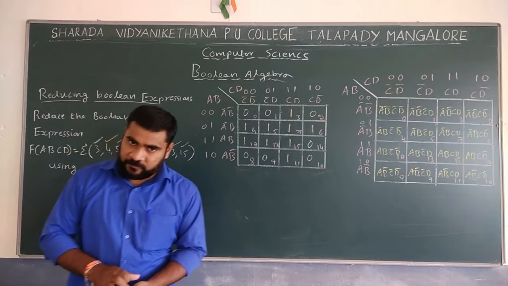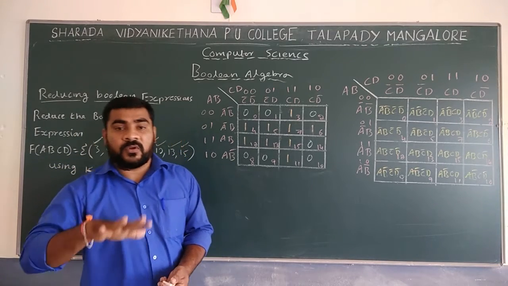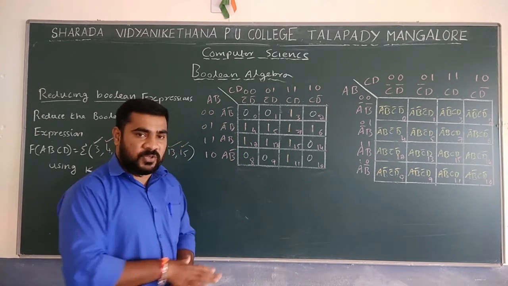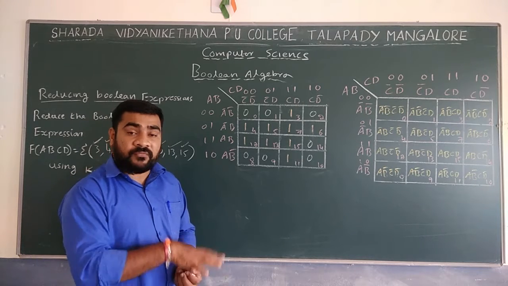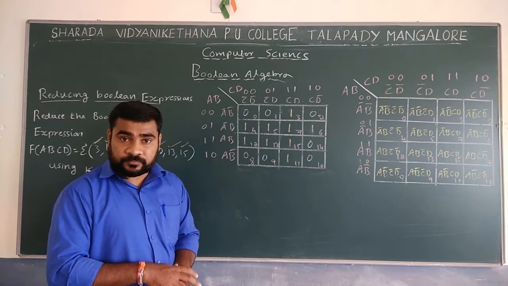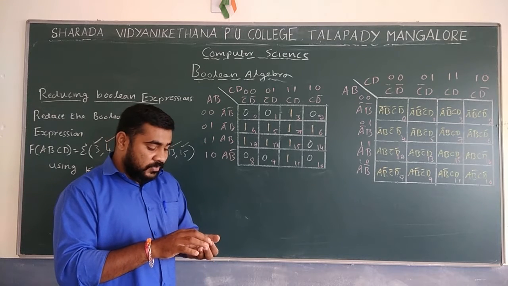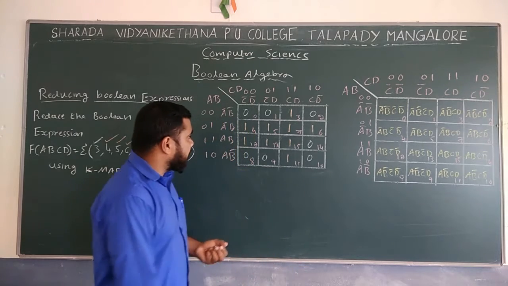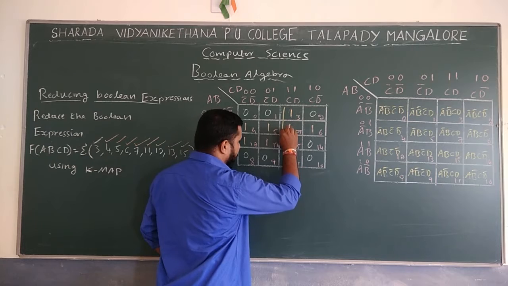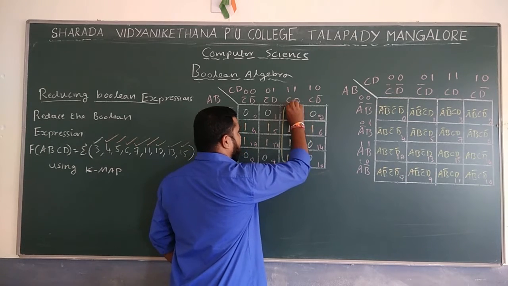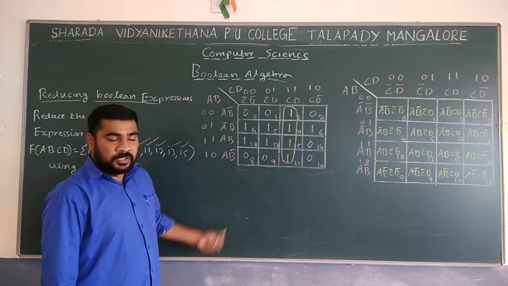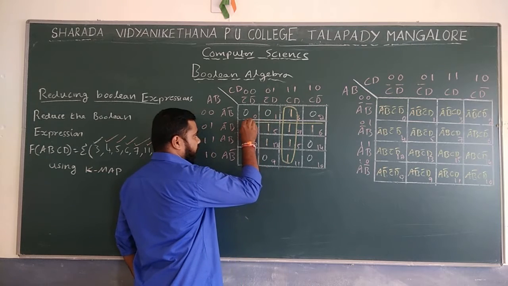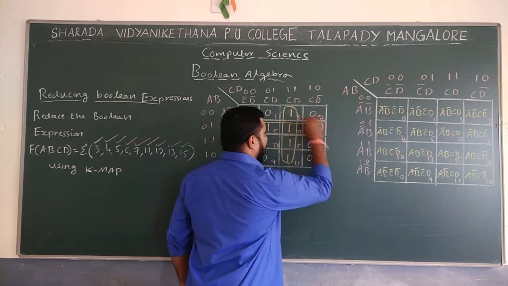After that we have to group. As already told, when you are going to group, first check whether you are getting 8 adjacent cells. That is not possible here, so go for 4 adjacent cells. If you are getting 4 adjacent cells, take them. This row and this column we can mark as 4 adjacent cells. So this is one group. Then one more group, so here you can take this as one more group. That makes 2 groups.